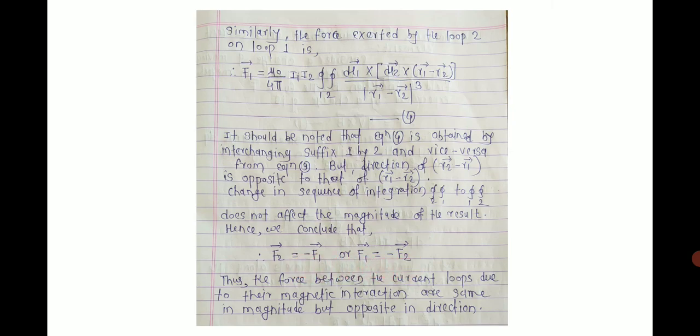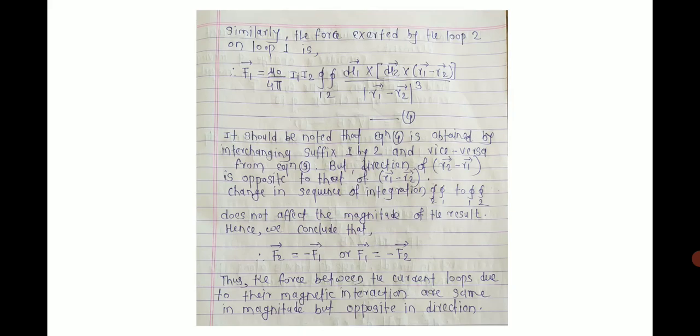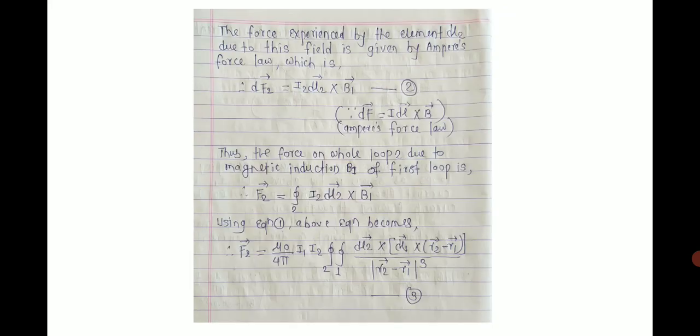Thus the forces between the two current loops, F1 and F2, due to their magnetic interaction are the same in magnitude but opposite in direction. This is the expression for magnetic interaction between two current carrying loops.